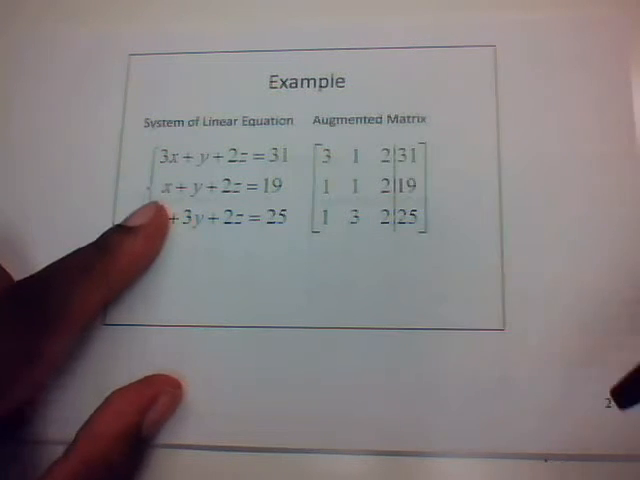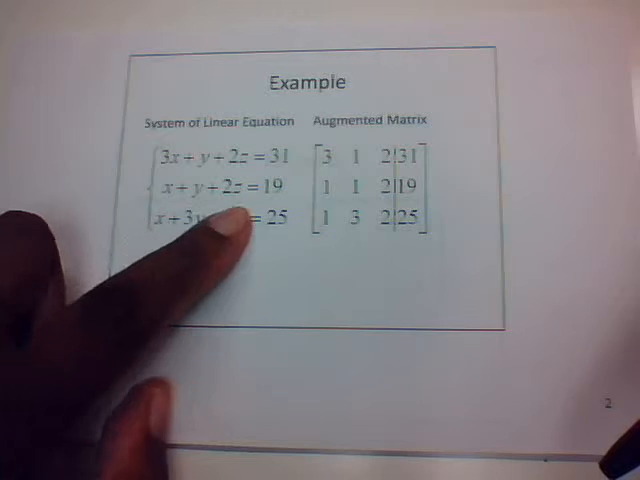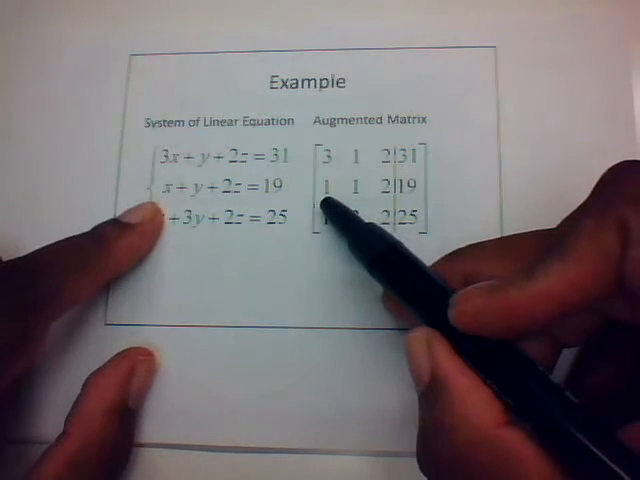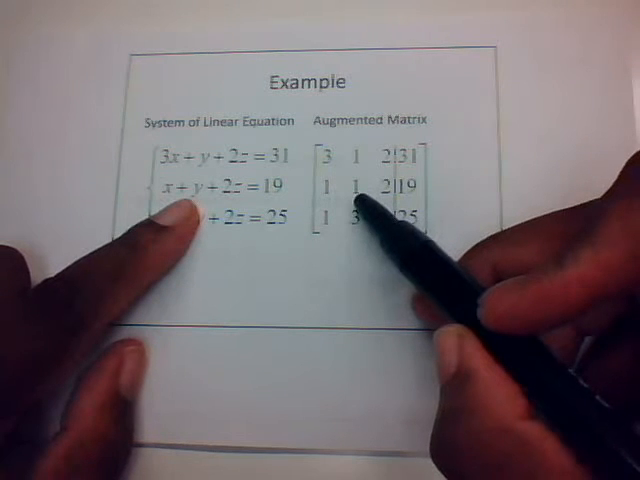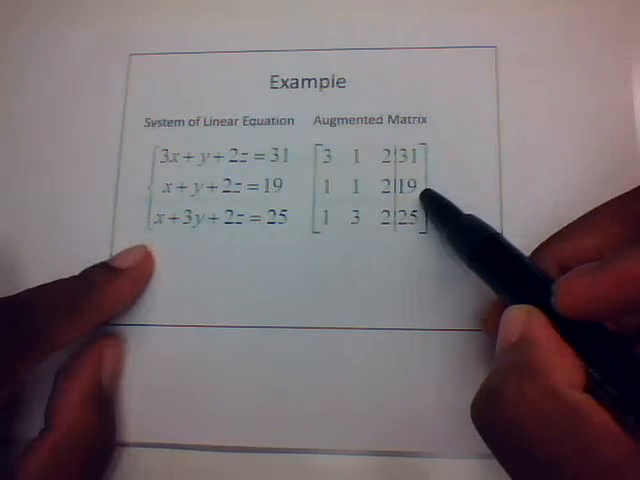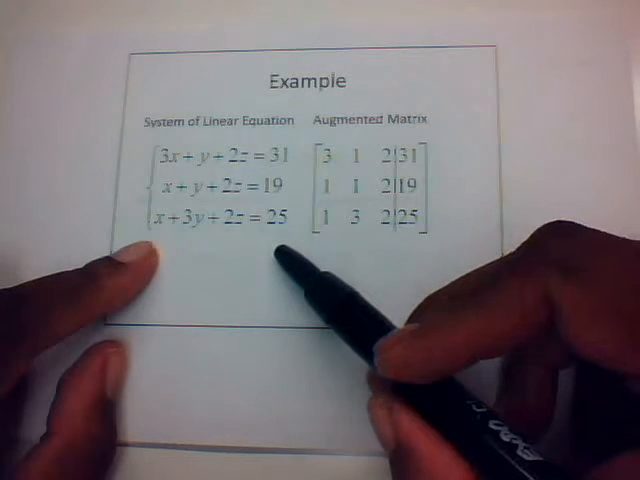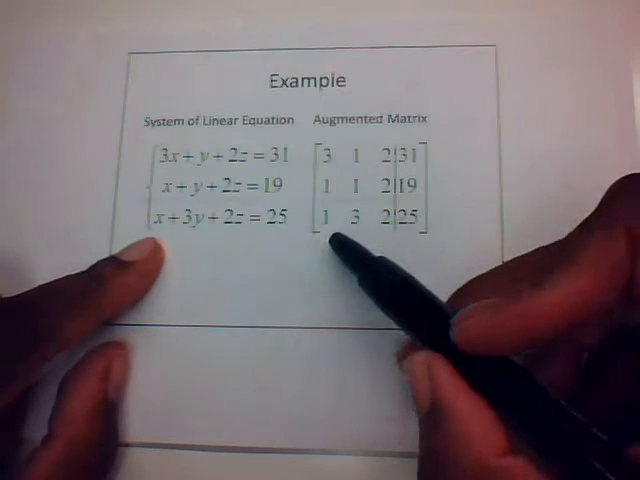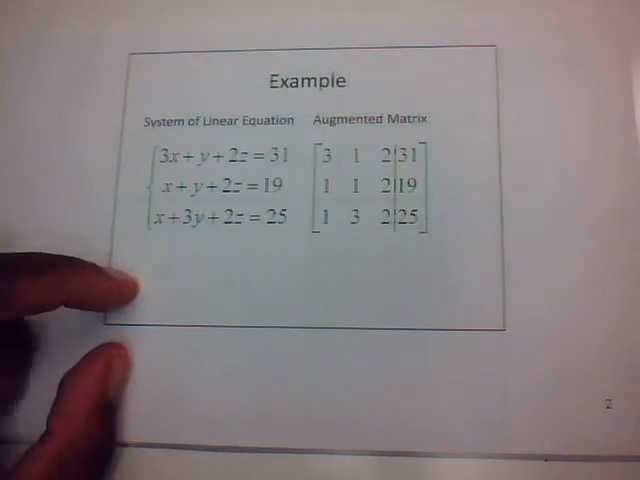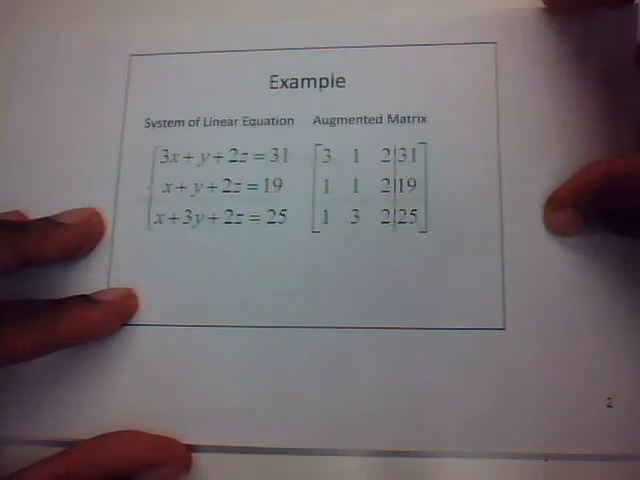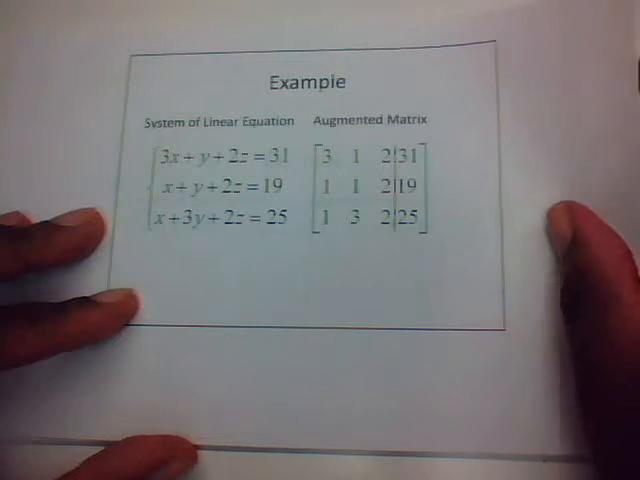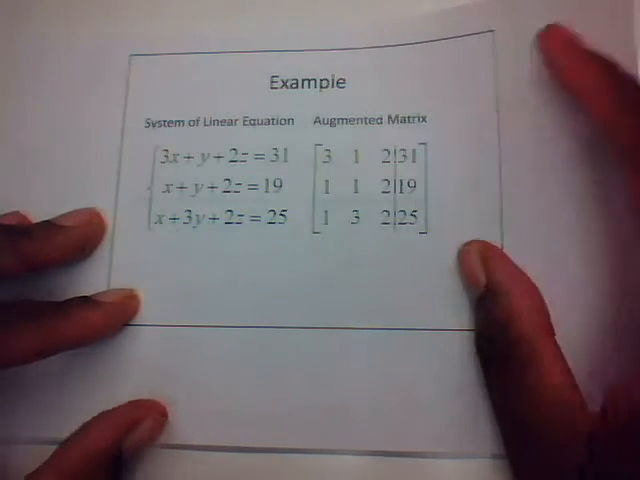And for x plus y plus 2z is equal to 19, the coefficient for x will be 1, for y the coefficient is 1, for z the coefficient is 2, and then the constant is 19. And the same holds true for x plus 3y plus 2z is equal to 25. We write that as a 1, 3, 2, and then the constant 25. Okay, so that's how we write a system of linear equations in augmented matrix form.